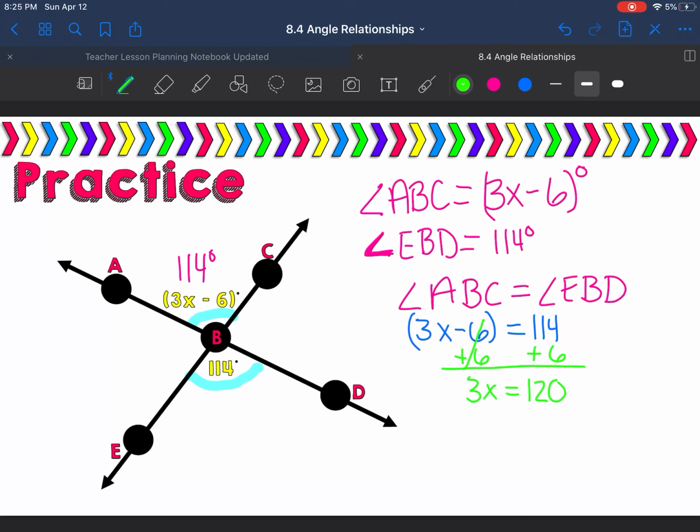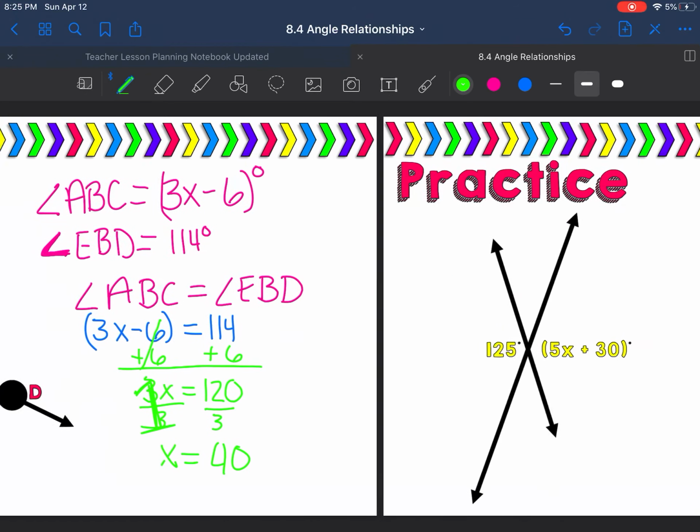So now I'm going to move on to midnight, multiply or divide. In this problem, 3x is multiplying. So the inverse, or the opposite, of multiplying is dividing. So I'm going to divide by 3 on both sides. 3 divided by 3 gives me 1x, or just x. And 120 divided by 3 equals 40. So my x equals 40. And that's it. That's all we're doing.